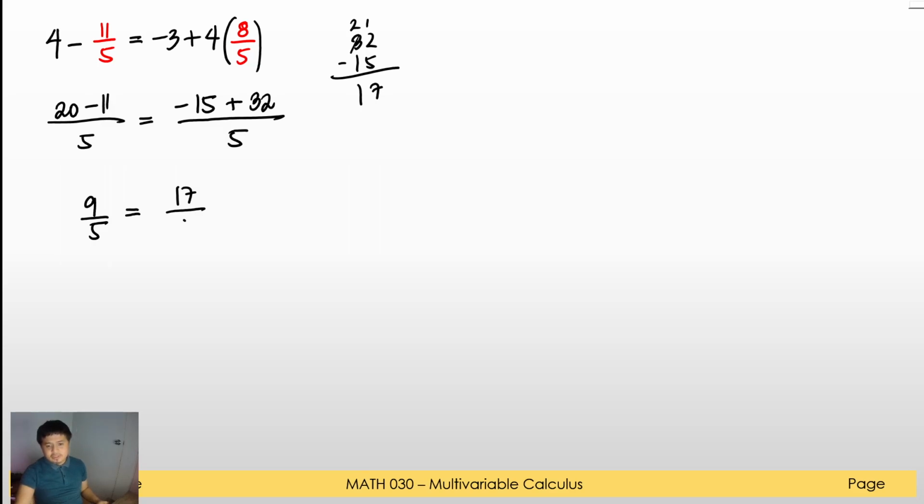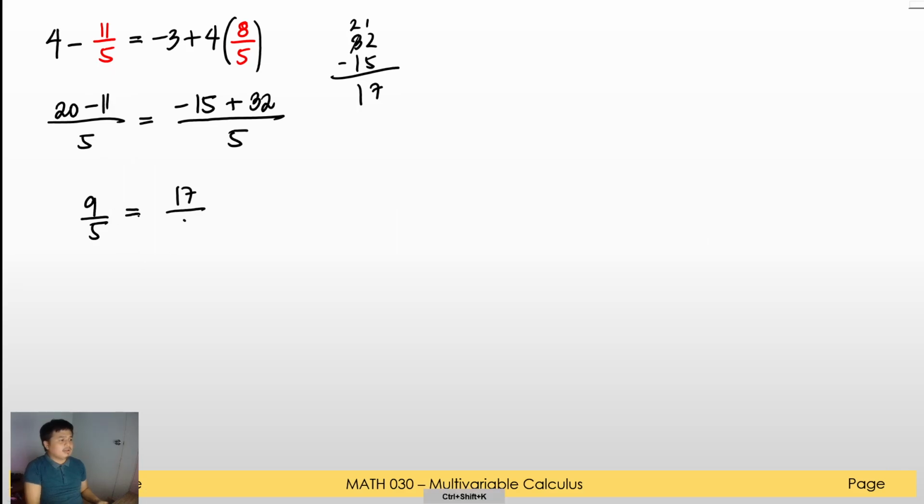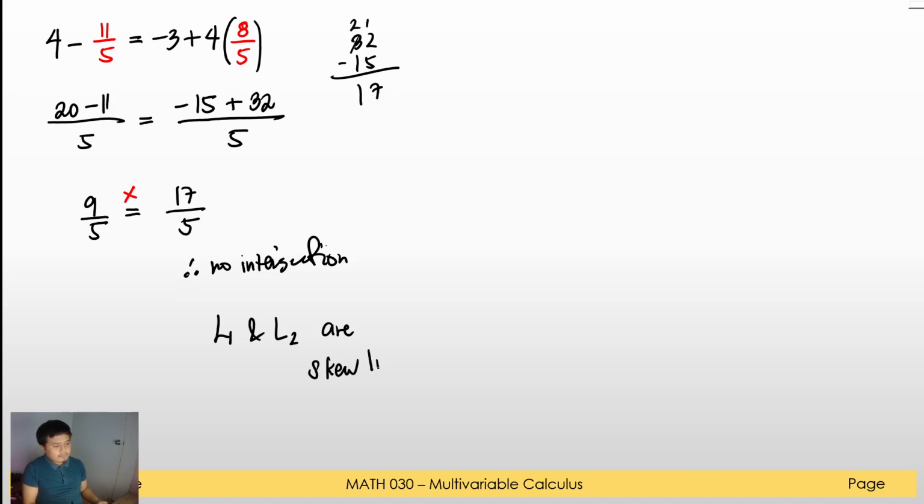Then therefore, we could say that this is not parallel, sorry, they do not have an intersection. So therefore, no intersection. So if they have no intersection and they are not parallel, then therefore L1 and L2 are skew lines. So what does this mean, no?